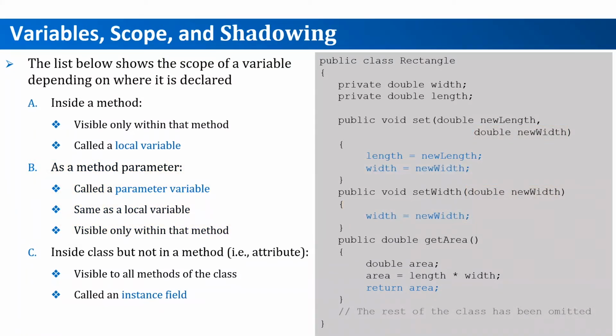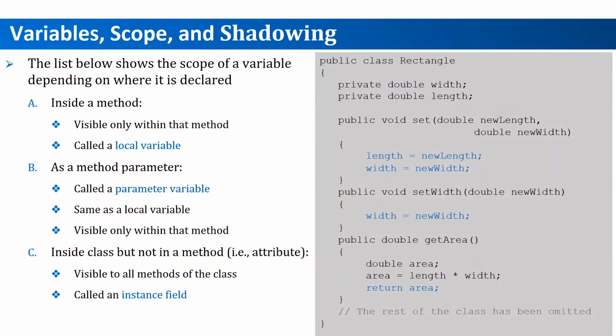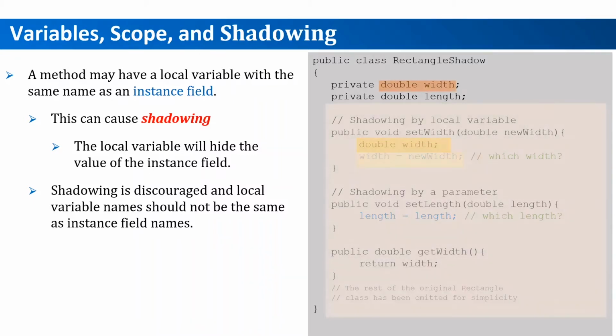The last type is the class attributes, or the instance fields. An attribute has the broadest scope. It starts from its line of declaration to the closing bracket of the class. It's visible to all methods. Now, the fact that the instance field is visible to all methods can cause a problem. When you declare a local variable in a method with the same name as the class attribute, the problem will occur. Interestingly, Java will not complain.